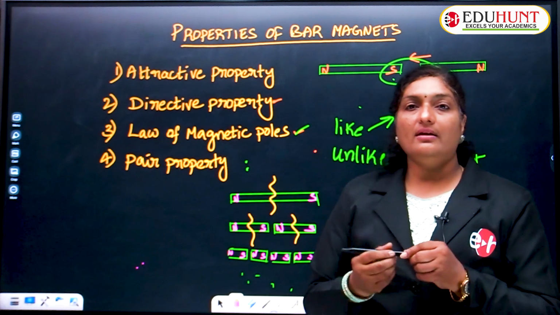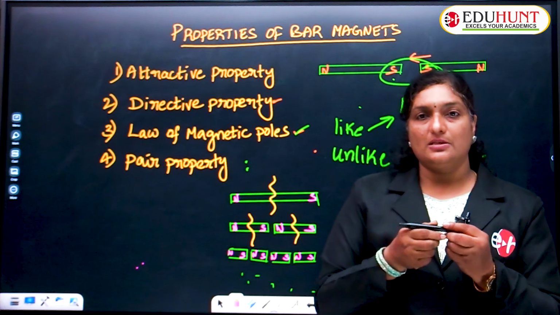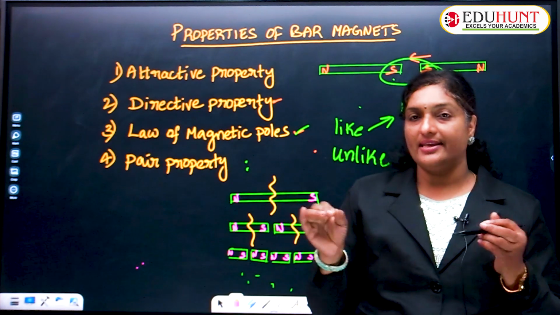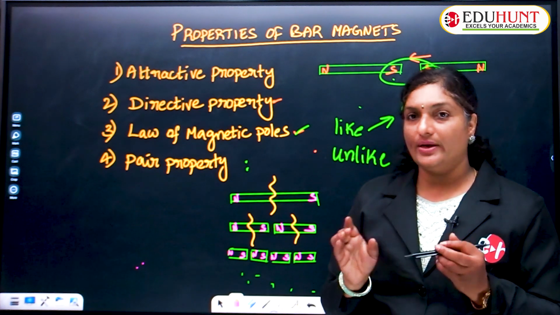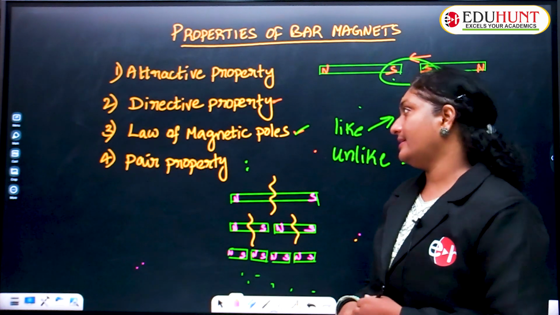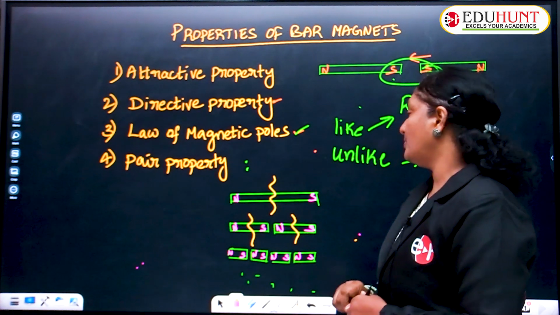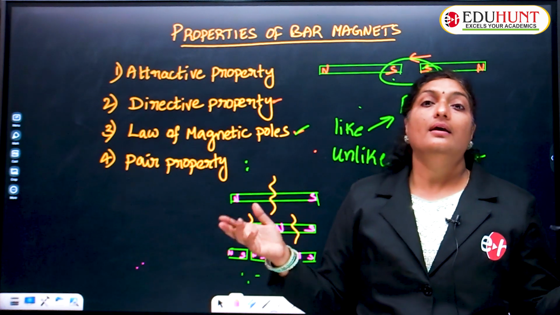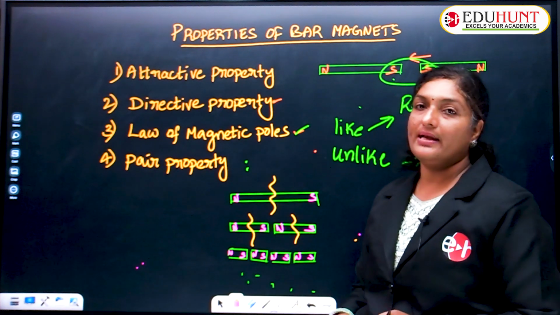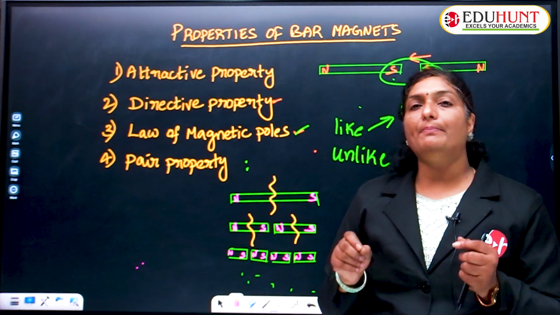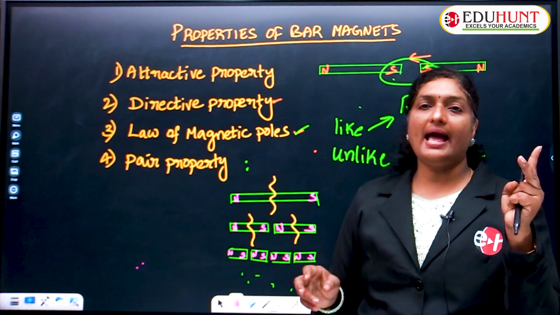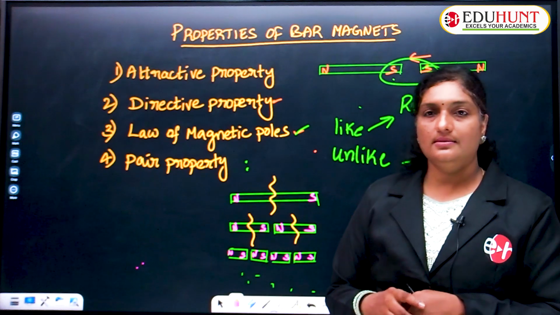Directive property: whenever a bar magnet is freely suspended with the help of a string, it aligns in one particular direction, showing the north-south direction, and this property of a bar magnet is called the directive property. What is the law of magnetic poles, children? Like poles always repel each other, unlike poles always attract each other. And pair property means if you break a magnet into a few more pieces, each and every piece will have two poles, a north pole and a south pole.